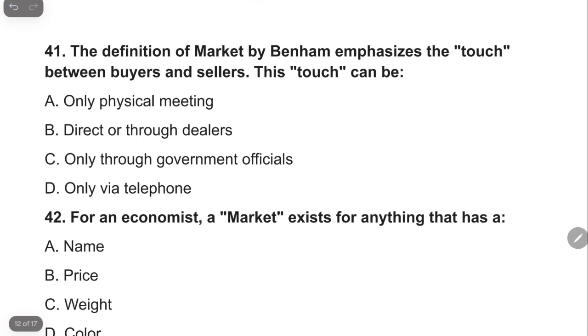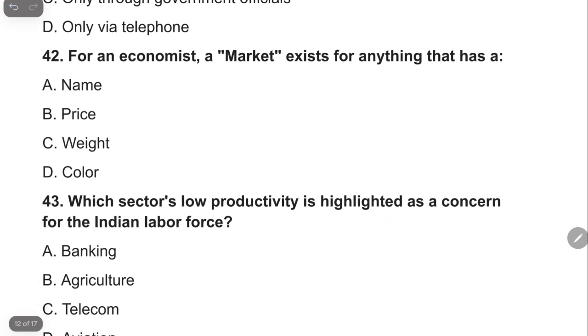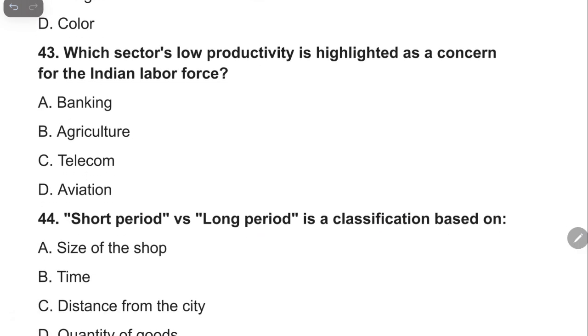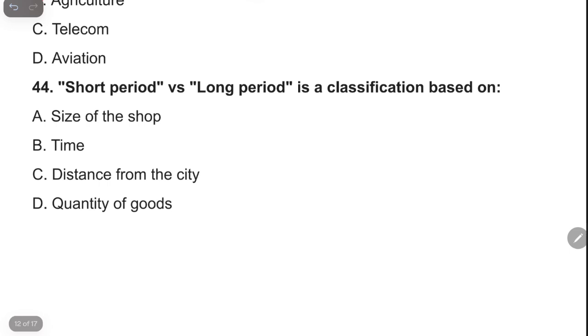The definition of a market by Benham emphasizes the touch between buyer and seller. The touch can be, so இது என்னவா இருக்கலாம்? Direct or indirect dealers. டைரக்டாகவும் இருக்கலாம், இல்லை டீலர்ஸ் வழியாகவும் இருக்கலாம். For an economist, a market exists for anything that has a price. எதுக்கெல்லாம் காசு இருக்கோ அதெல்லாம் மார்க்கெட். Which sector's low productivity is highlighted as a concern for the Indian labor force? Agriculture. A short period versus a long period is classified based on time.